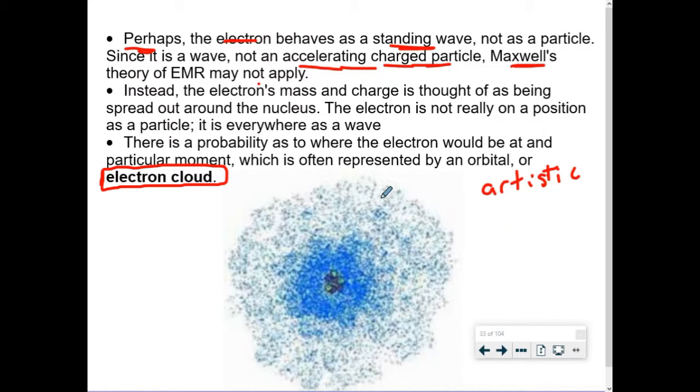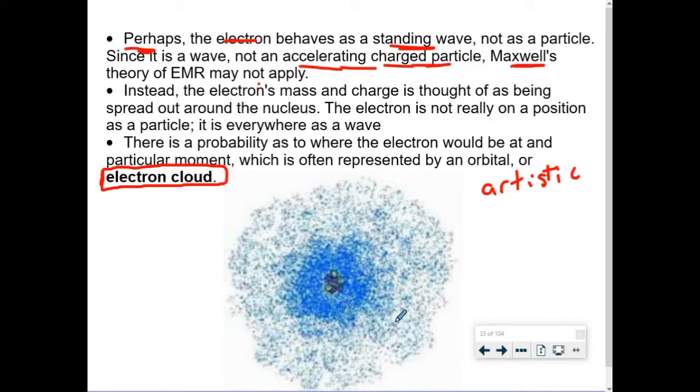So this electron cloud is more about probability. And it suggests, in some sort of artistic rendering, where we believe the electron is most likely to be. If we were to look for it, it would stop being a wave and it would be a particle. Right? We say that again. If we were to look for it, it would stop being a wave and it would be a particle, like we've learned in the double slit experiment.